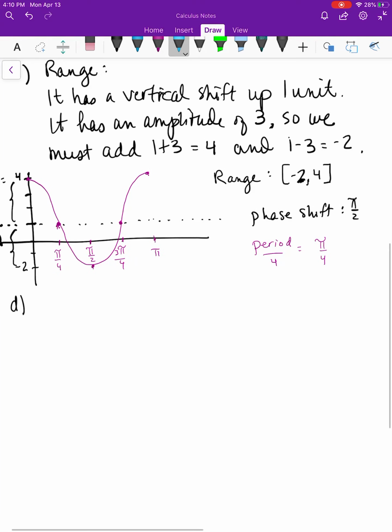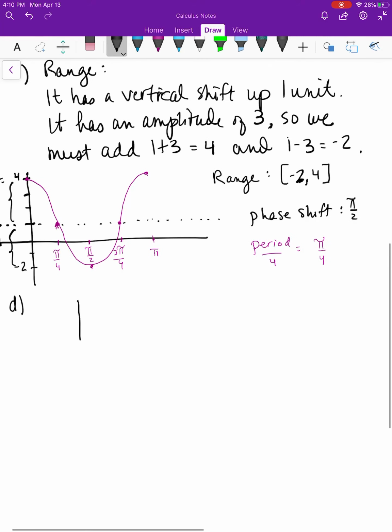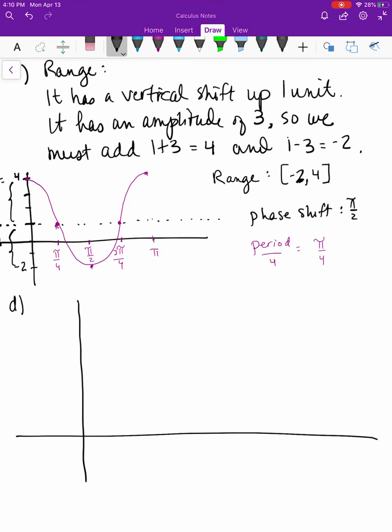Now, this is if we didn't have a phase shift. So what's going to end up happening is everything's going to get shifted. So we're going to go ahead and draw our axis. And since it's shifted pi over 2, well, let's just kind of guess. Pi, 2 pi, right?